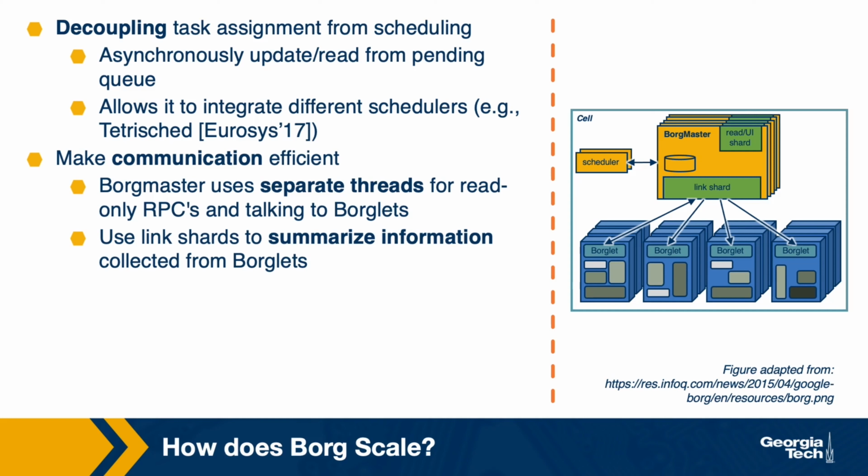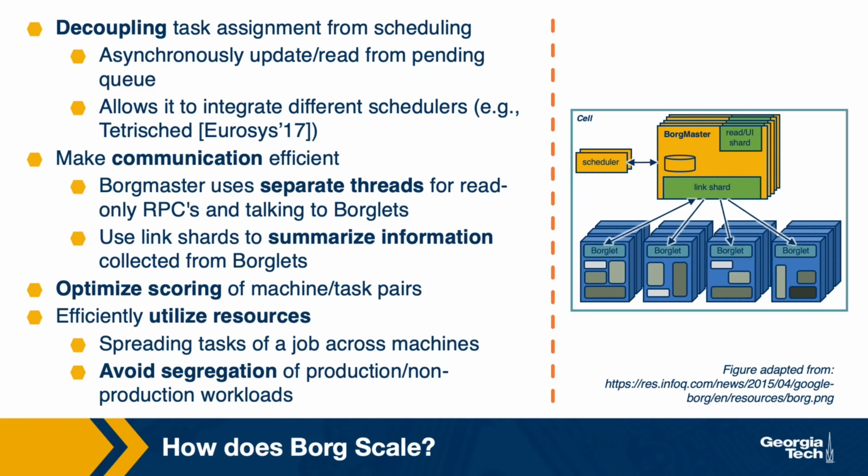Other decisions integrated in the system relate to introducing some communication optimizations. For instance, the Borg master uses designated threads that perform read-only RPCs when they talk to the Borglets. And then it also uses these link shards shown in the picture, which essentially represent some summarized form of the information that's collected from the Borglets. The number of Borglets here is really just a small fraction of the total number of Borglets that would be under a single master node. So it's important to be able to synthesize this information that's then used in scheduling in a compact way.